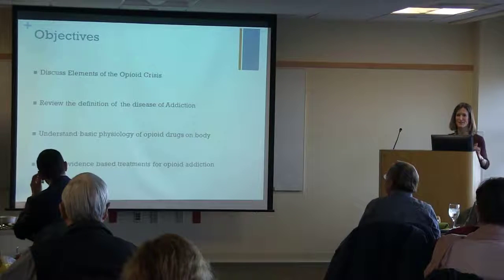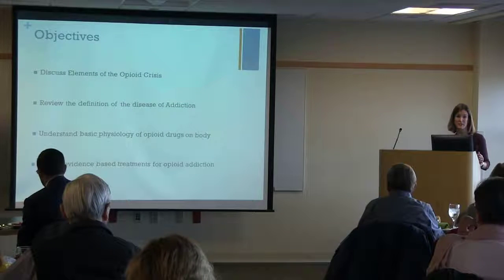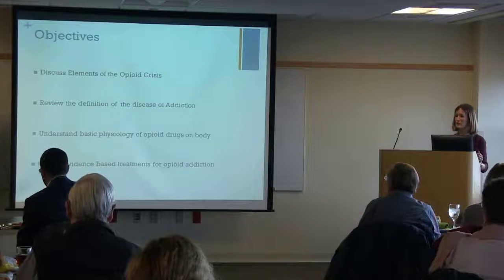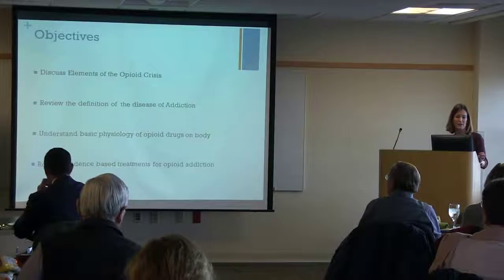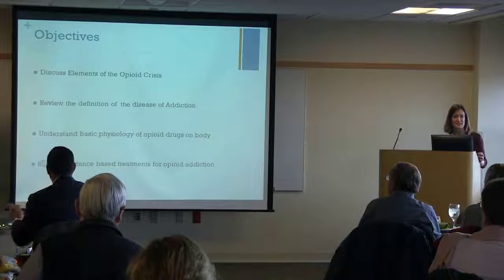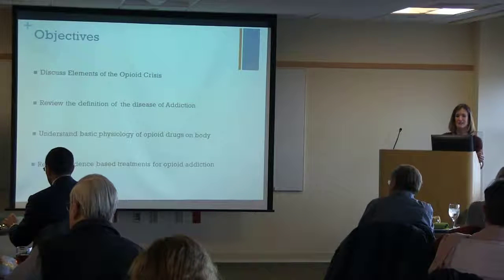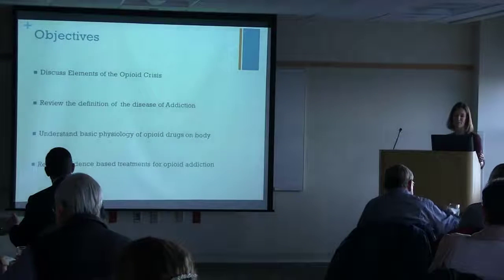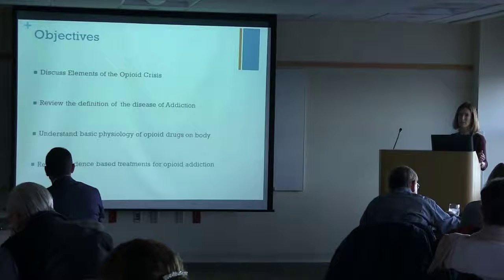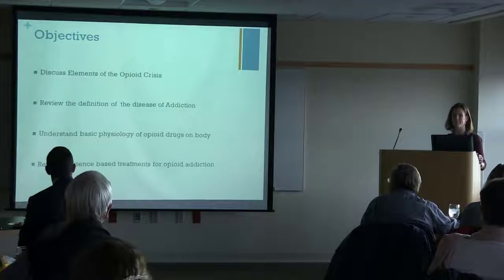Objectives and those elements that I want to talk about today. We'll be talking about the elements that are involved in the opioid crisis, just a brief overview of maybe why we are where we are today. A review of the definition of the disease of addiction. To understand the basic physiology of opioid drugs in the body. And then to review the evidence-based treatments for opioid addiction, or MAT.